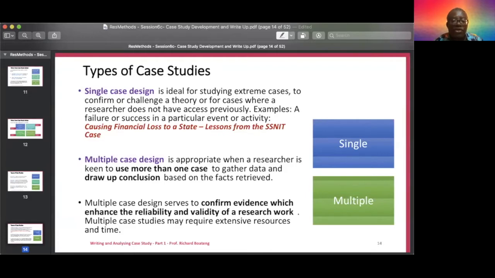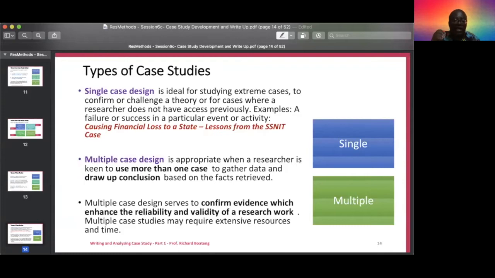So to confirm or challenge a theory, and where the researcher does not have access previously. You see that as an example here. A failure or success in a particular event or activity can be carried out as a single case. Causing financial loss to the state, lessons from the SNIT case. That means what happened in the SNIT story, or what happened in Ghana concerning SNIT, financial loss in SNIT, is what you want to study. That particular single event is what you want to study.